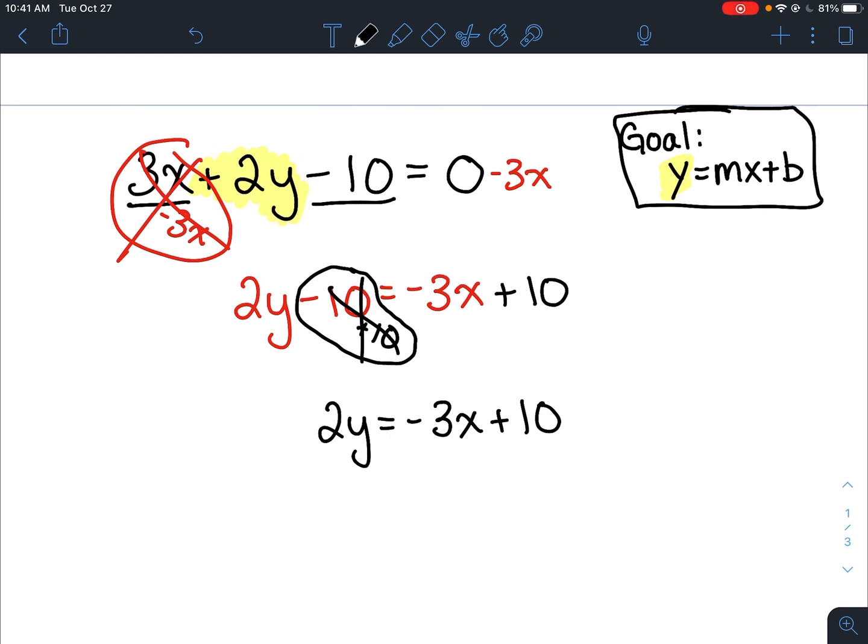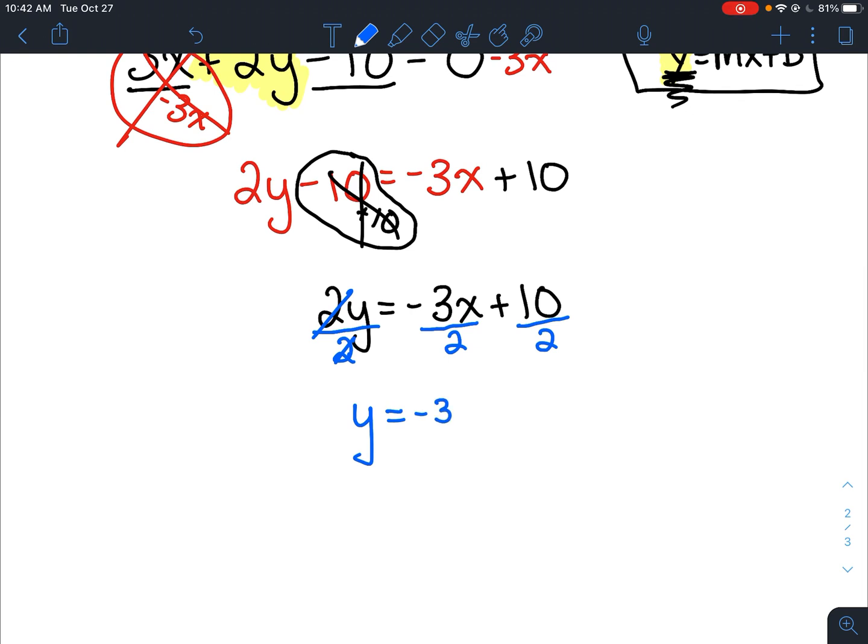I've almost got my goal reached, except I have a 2y. I need to get rid of that 2. So how do I separate a 2 from a y? The only way to break those up is to divide by 2, because 2 divided by 2 is 1, which leaves me with 1y, which I could just write as y. That's what I want. But whatever I do to one side, I have to do to the other side. So I need to divide both of these things by 2. Negative 3 over 2, you could write it as negative 1.5, but I am going to leave it as negative 3 over 2 x. And then 10 divided by 2 is 5.